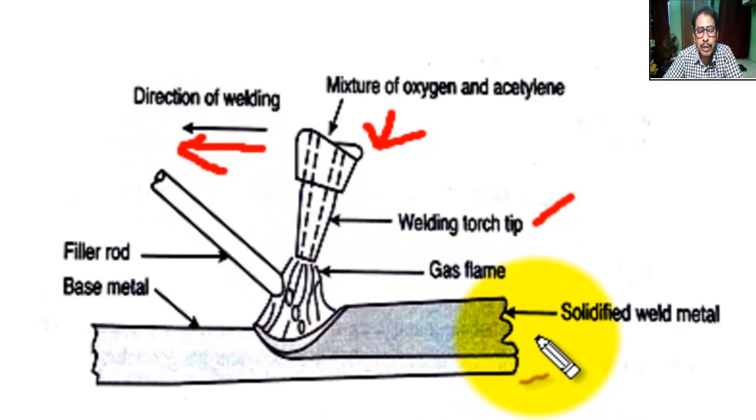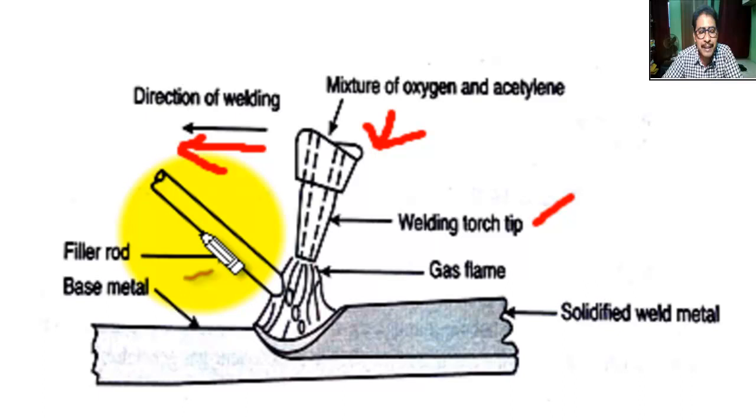This is the solidified weld metal. This is the filler rod. It may or may not be used, depending on the thickness of the workpieces to be joined. A coated filler rod is used to prevent oxidation and remove impurities.